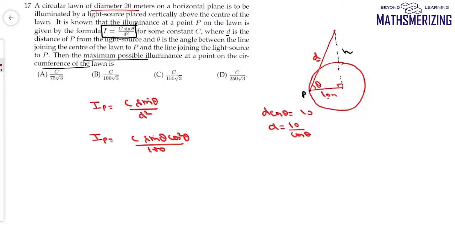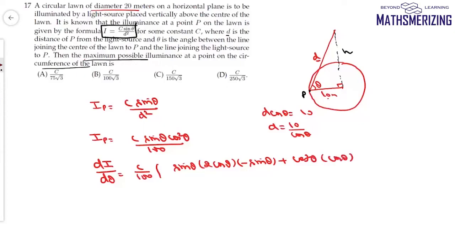So now in order to maximize illuminance, I'll differentiate. So I'll find dI by d theta. So it'll be c upon 100 and then sin theta as it is. Now this is 2 cos theta, and then minus sin theta, and plus cos square theta, derivative of sin theta is cos theta. I'll put it equal to 0. So now here I can take cos theta common. So I'll write c by 100 into cos theta, and here I'll get minus 2 sin square theta plus cos square theta equals 0.